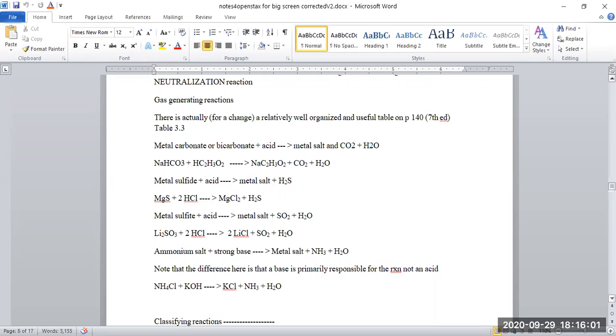Now, the last one is a little bit different because it doesn't have acids. It has a base as the thing that makes this happen. Ammonium, which we were actually looking at on the board, NH4, and a strong base. Typically, we're talking sodium hydroxide or potassium hydroxide. Those are the ones that are typically used. The gas you are generating this time is ammonia, NH3.